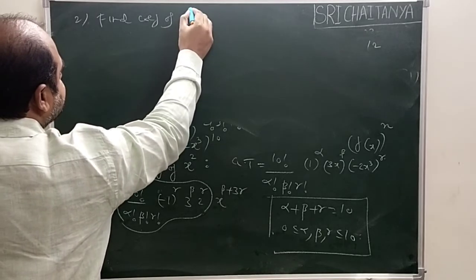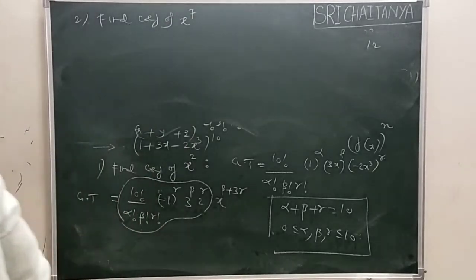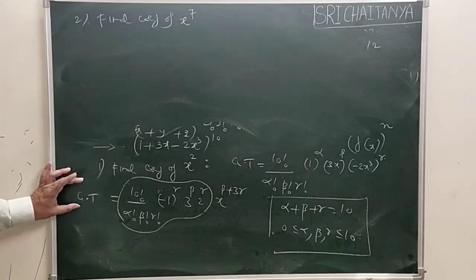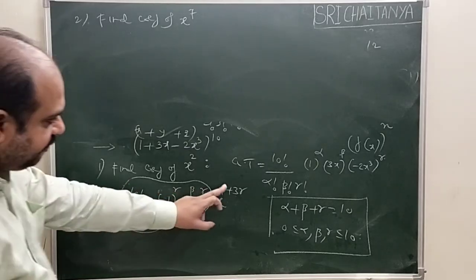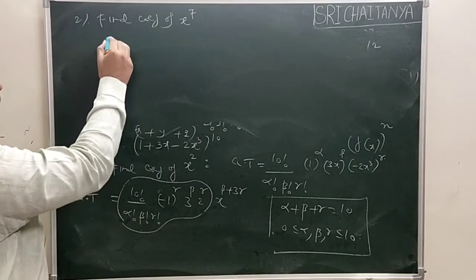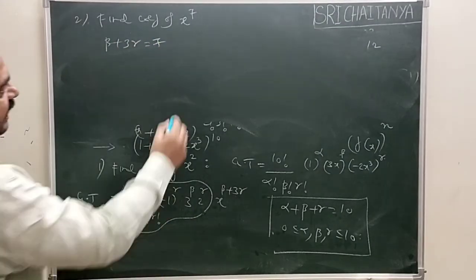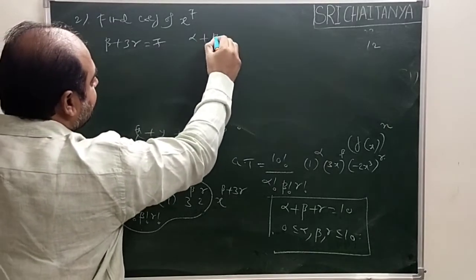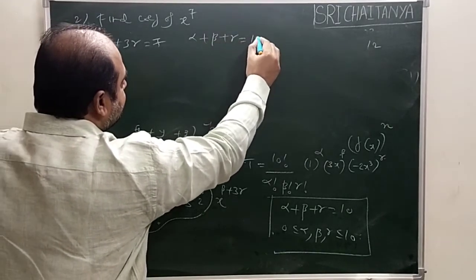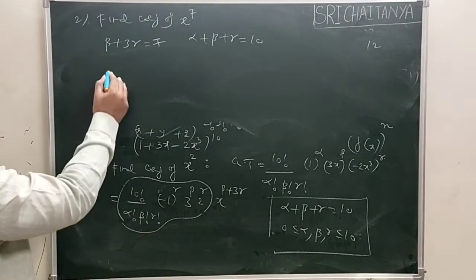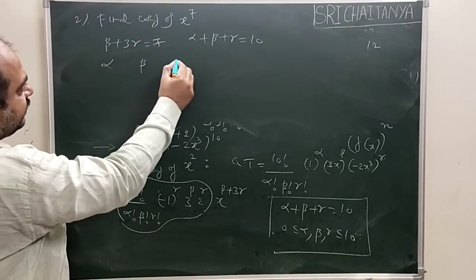Find the coefficient of x power, let us say 7. The same thing till here. So beta plus 3 gamma equals 7 and alpha plus beta plus gamma equals 10. By using these two, you have to solve what the possibilities for alpha, beta, gamma are.